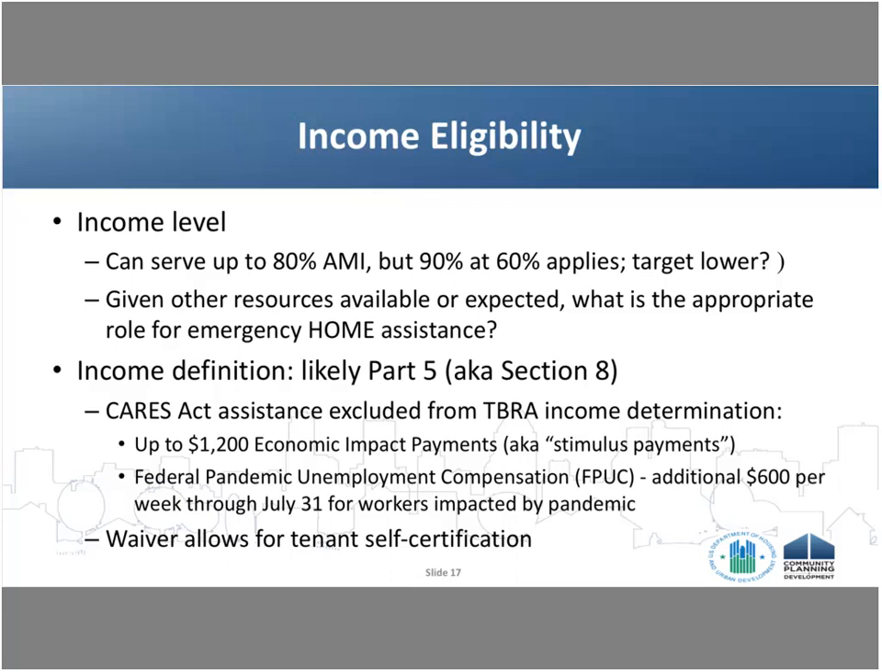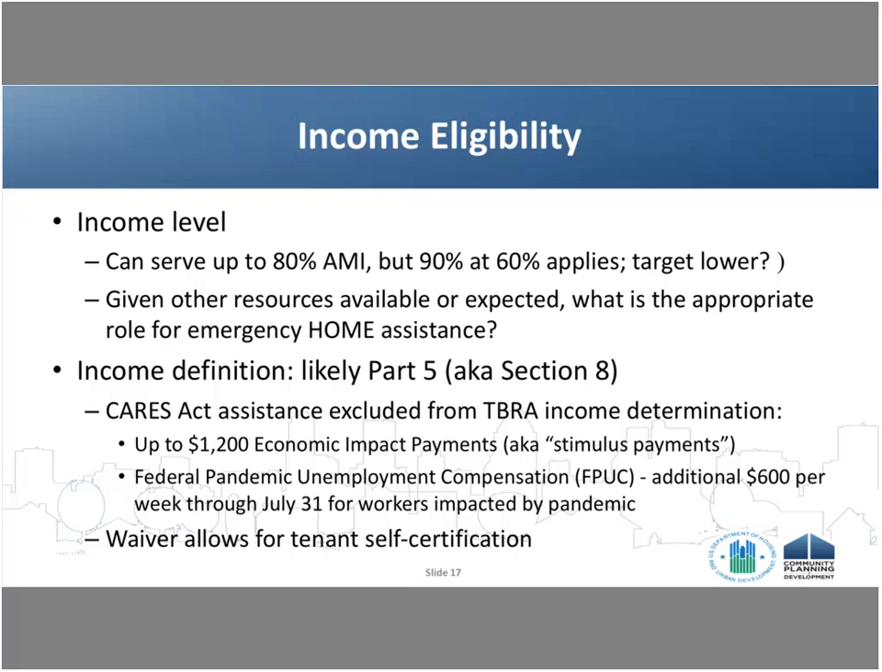The waiver that's relevant here, of course, is the one allowing for self-certification of income rather than requiring that income determination be backed up by at least 2 months of source documentation. So when it comes time to accept applications, we can allow applicants to self-certify as to their income, but the level of income that we're going to serve is the key point that we want to establish from a policy standpoint.